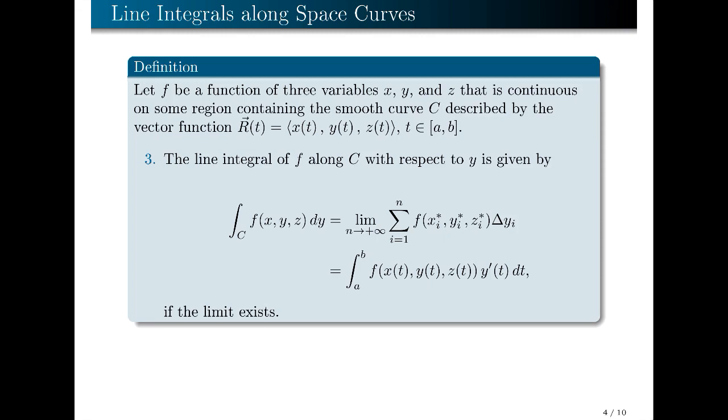The line integral of f along c with respect to y is similarly defined. In the limit definition, we have delta yi instead of delta xi, and in the definite integral with respect to t, we have dy to be y prime of t dt. This time, we also have the line integral of f along c with respect to the third variable z. In the notation, we have dz. In the limit definition, we have delta zi, and in the definite integral with respect to t, we have dz to be z prime of t dt.